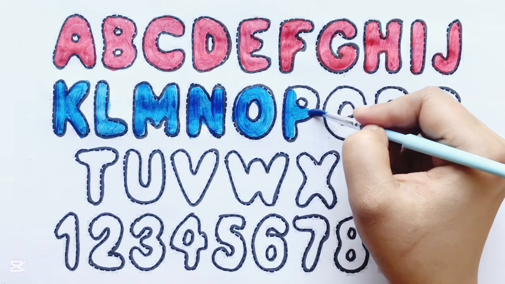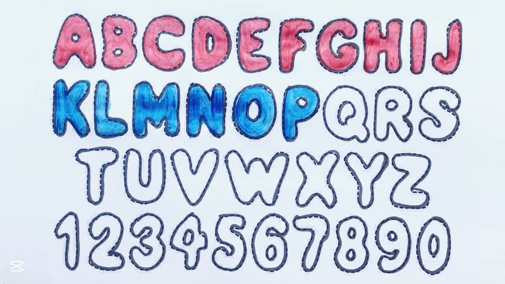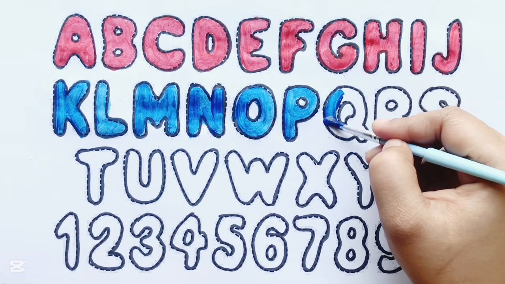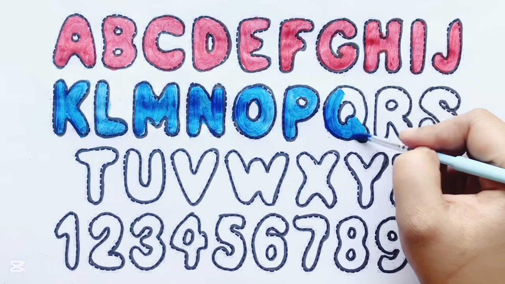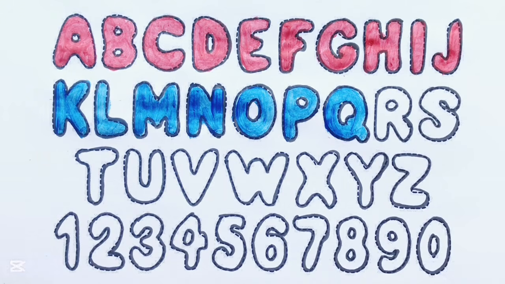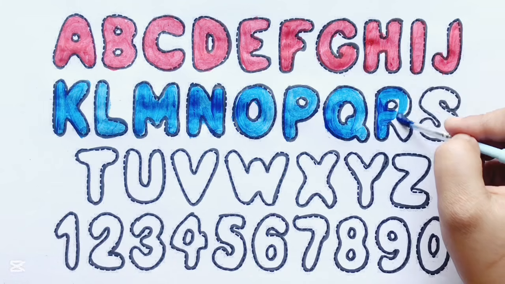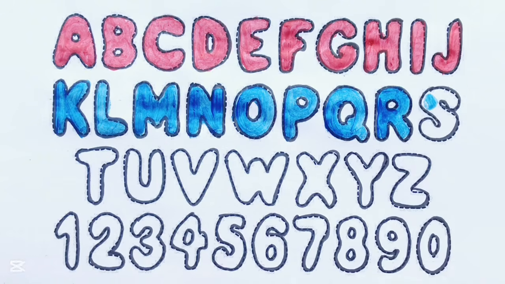A, B, C, P for pig. Rhythm and 1, 2, 3, we're singing all together. A, B, C, count the Q for queen. 1, 2, 3, we're singing all together. R for rainbow. A, B, C, count the rhythm and 1, S for snail. We're singing all together. A, B, C, count the rhythm and 1, 2, 3, we're singing all together.